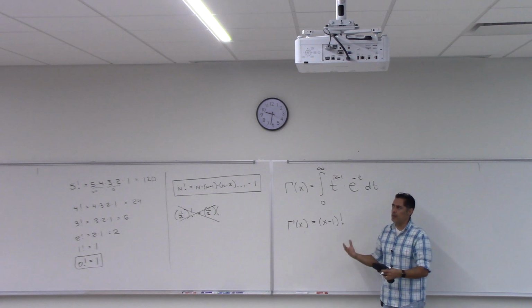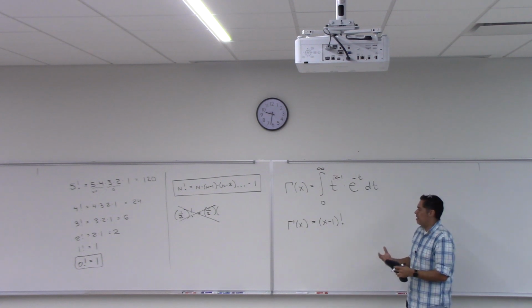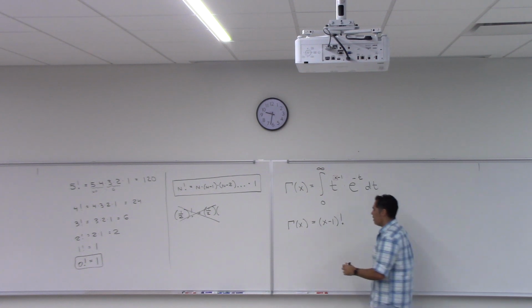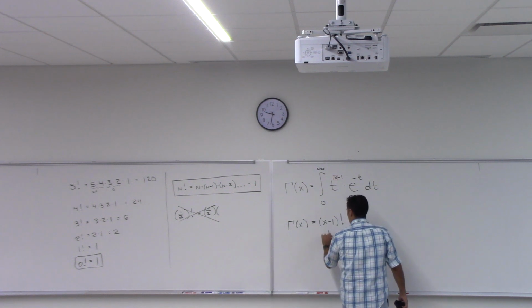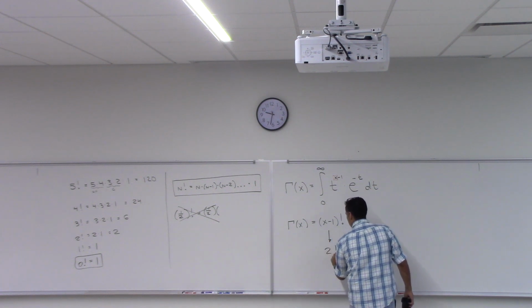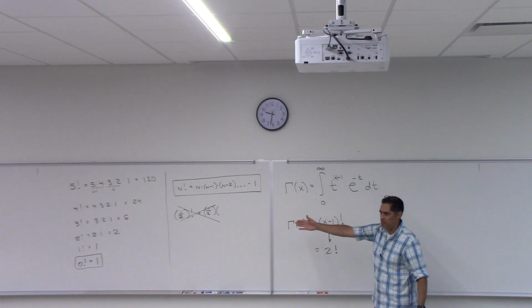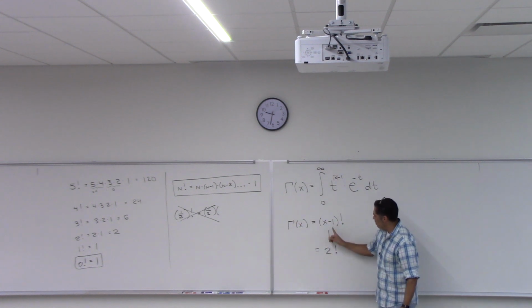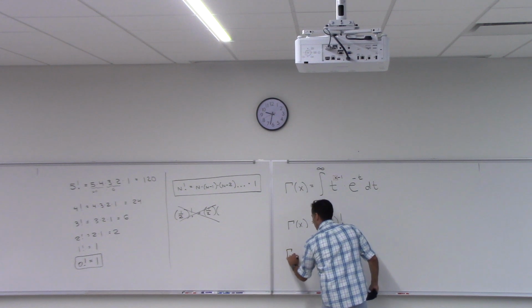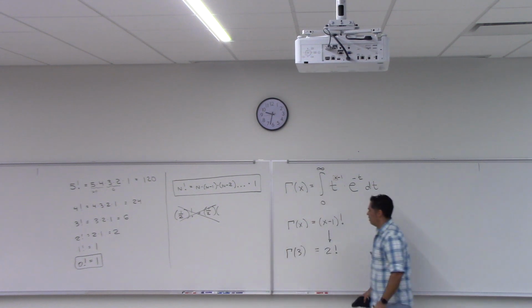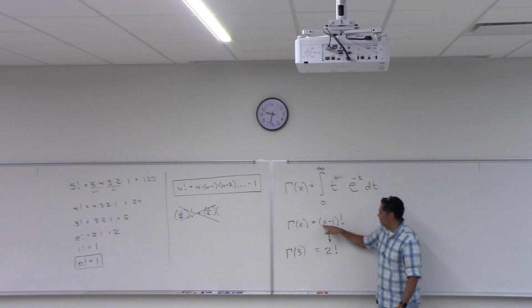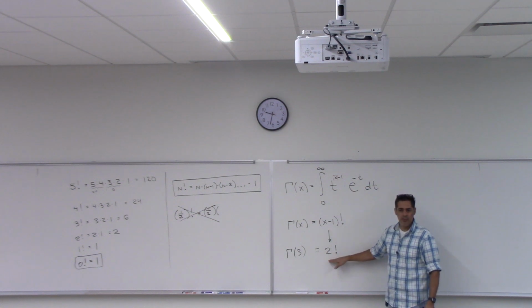Let me try and illustrate this with a specific example. If we wanted to know what 2 factorial was, we all know what 2 factorial is, from the way we were taught. This would need to be a 2, which means x would need to be what over here? 3, right? Gamma of 3. So gamma of 3 would be 3 minus 1, which is 2 factorial.